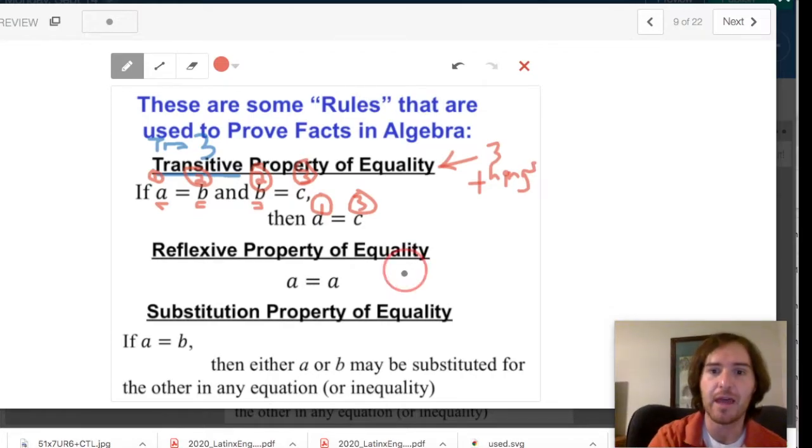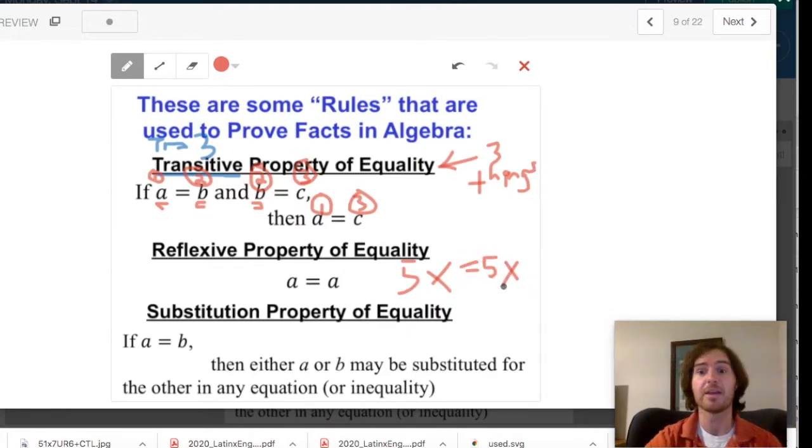Well, that just means if we have 5x, for instance, let's say A is 5x right here, what can we say about 5x? It equals 5x. It equals itself, okay? 7 equals 7. -7 equals -7. The absolute value of -40 equals the absolute value of -40, right? Anything is equal to itself, and that is a rule. Finally, we have the substitution property of equality.